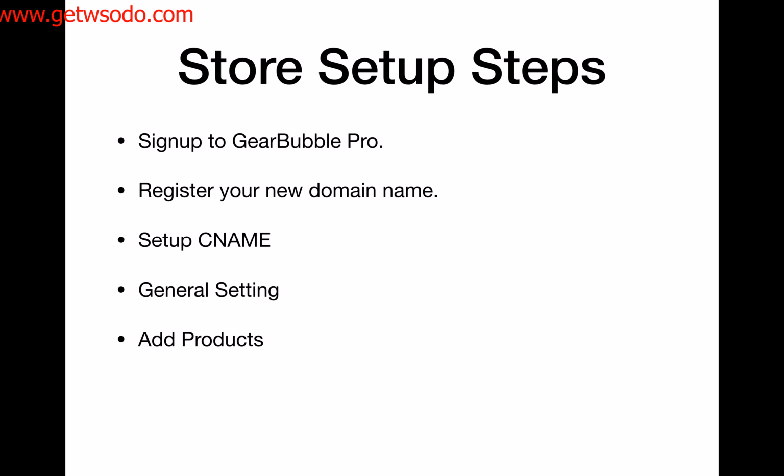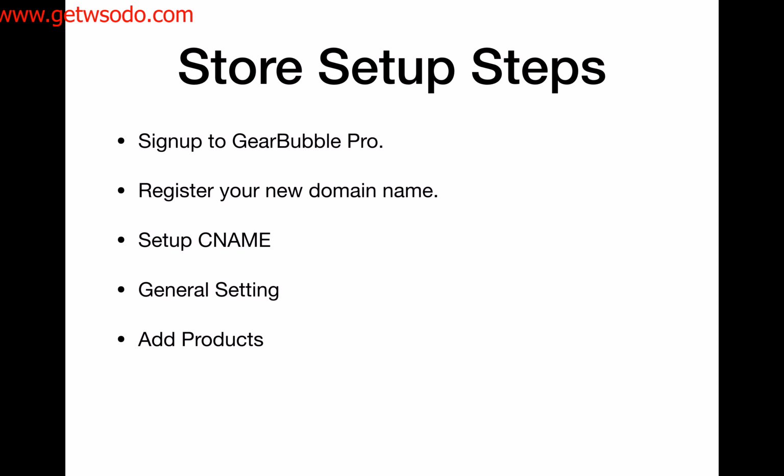First of all, you need to sign up for GB Pro. I think you all already have a GB account, so this step is already done. The next step to do is register the domain name and set up the CNAME to point to GB Pro. You can check how to set up a CNAME with your domain name registrar. Updating your name server might take about a day.